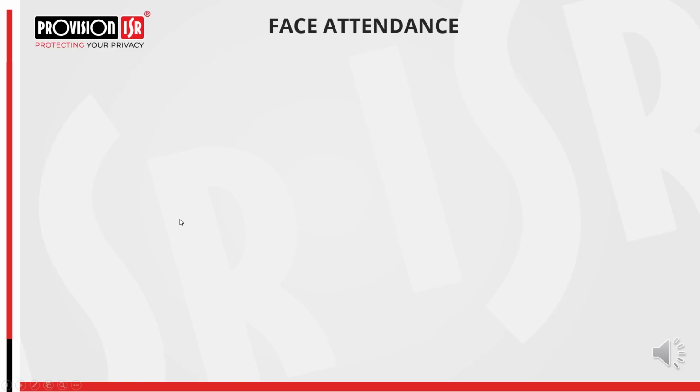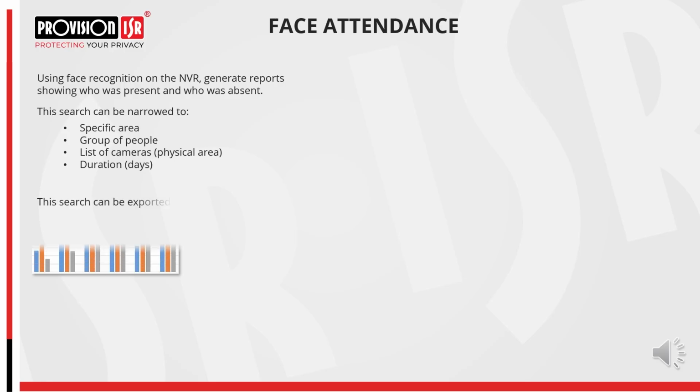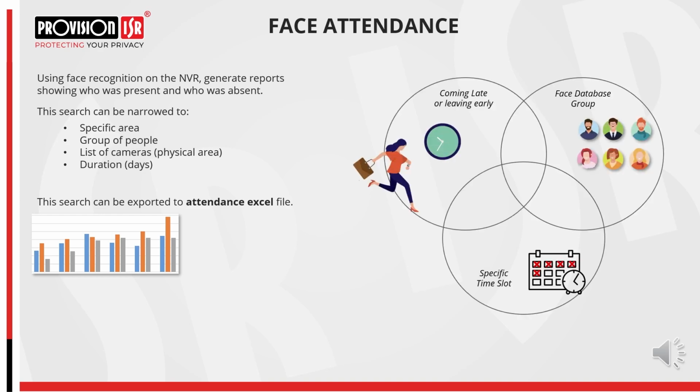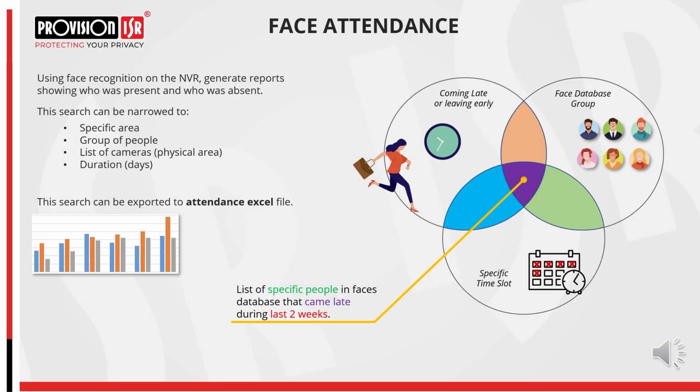The face recognition logs accumulated by the NVR based on the activity of multiple people in a specific area can be used to create a face attendance report. This allows us to identify anomalies such as individuals arriving late or leaving early, and to narrow the search in order to generate reports for a very specific time range.